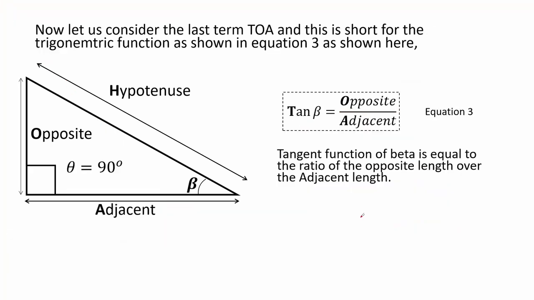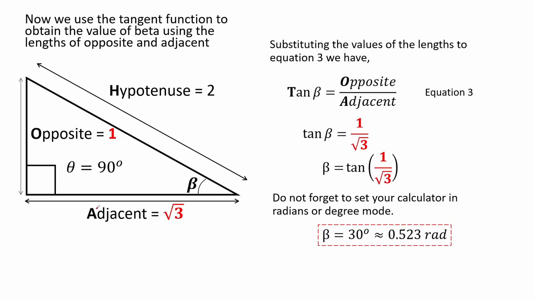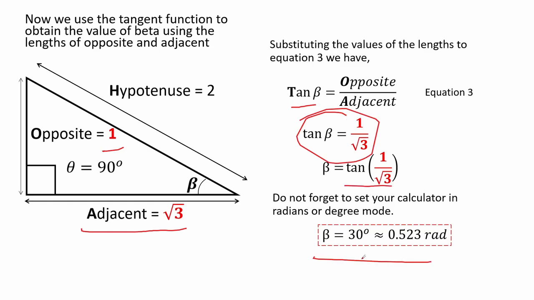Now let us consider the last term TOA, which is short for the trigonometric function as shown in equation 3. The tangent function of beta is equal to the ratio of the opposite length over the adjacent length. Now we use the tangent function to obtain the value of beta using the lengths of opposite and adjacent. Substituting the values of the lengths into equation 3, we have the value of beta, which is again equal to 30 degrees or 0.523 radians.